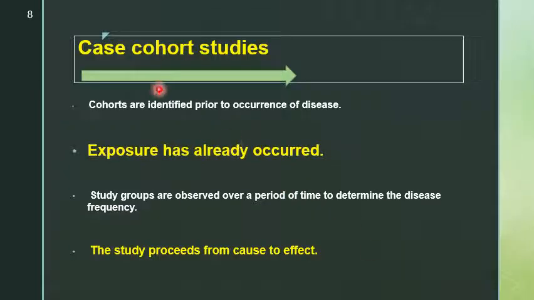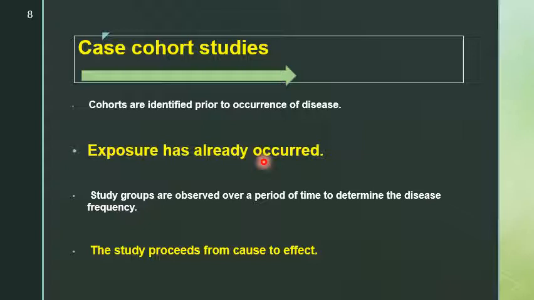Next study is case cohort studies. Case cohort studies are prospective studies. Here, cohort means a group of people. They are identified prior to occurrence of disease. Now, in this group, we will have two groups, study group and control group. Study group will be the one in which the patients have already been smoking. Exposure has already occurred, but disease has not occurred. That means patients are not having lung cancer at this point of time.